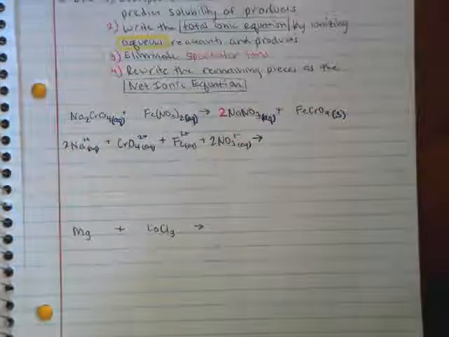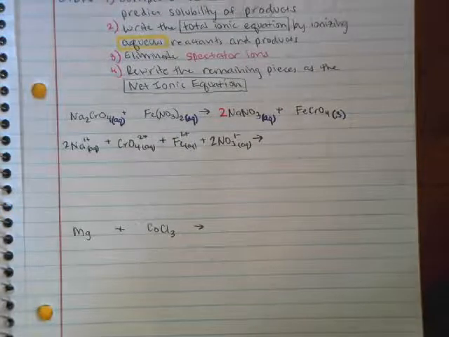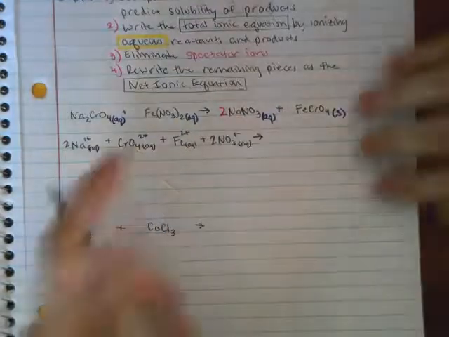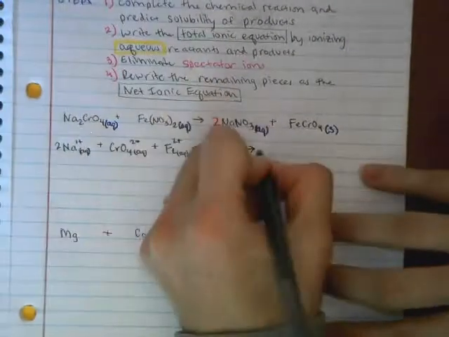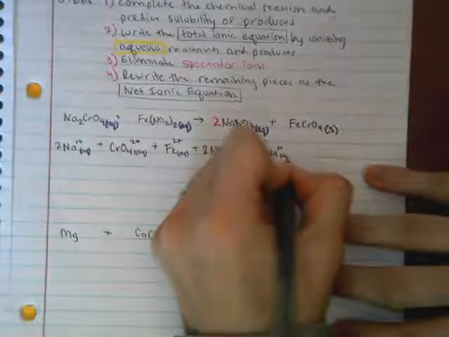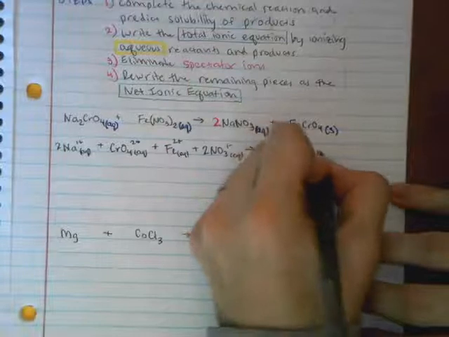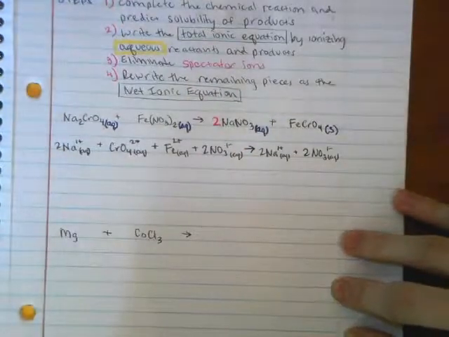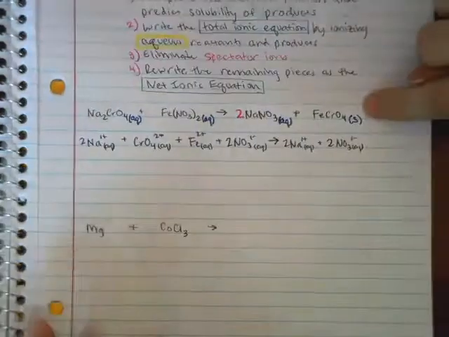Okay, let's look at what it looks like on the products side. So one of my things is still aqueous, this sodium nitrate. So I'm going to ionize this. So 2 Na1+ that are aqueous, and 2, this 2 applies to the nitrate as well, 2 nitrates that are also aqueous. Okay. Now I get to my last product, which is this iron 2 chromate.